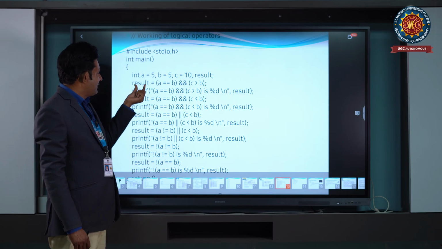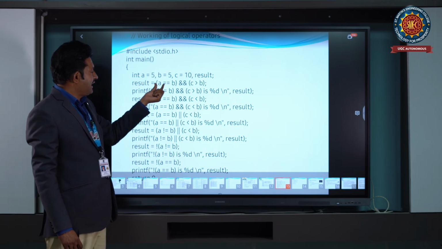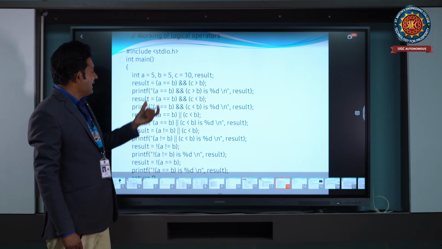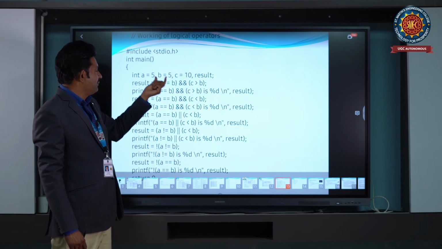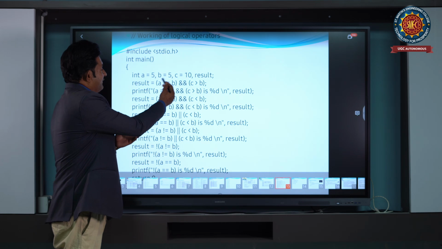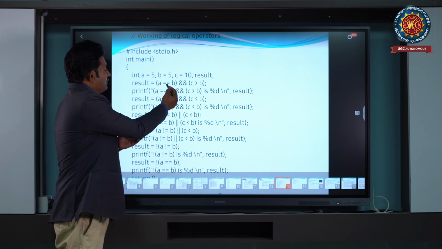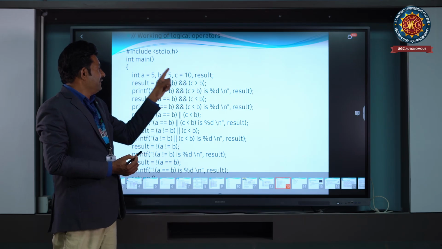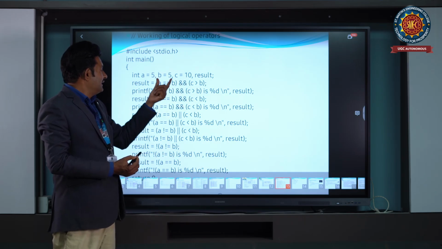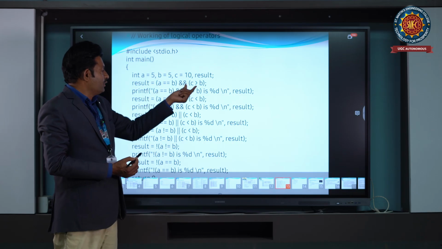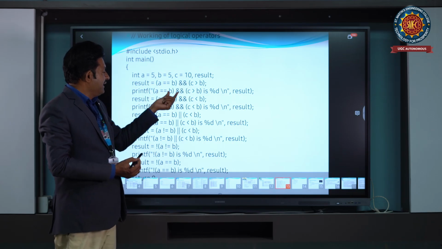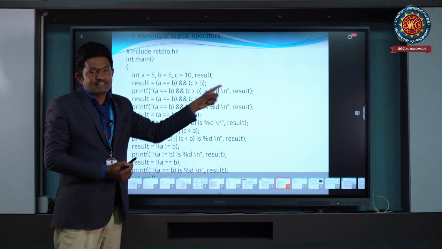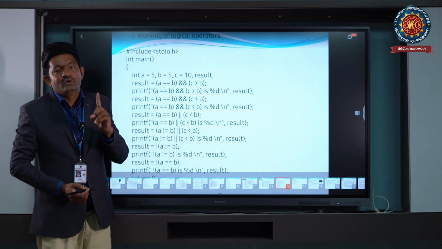I will explain one by one. The result is equal to A is equal to B and C greater than B. The first condition is A is equal to B: yes, 5 is equal to 5. And C greater than B: C is 10, B is 5, so 10 is greater than 5. The result is true. In the place of percent d, the result value is printed as 1.